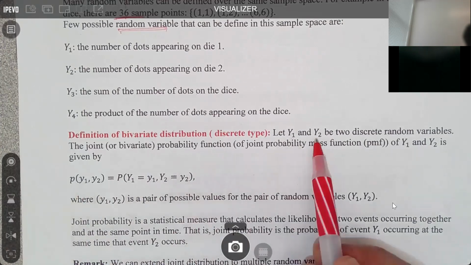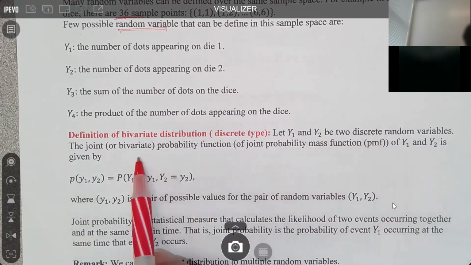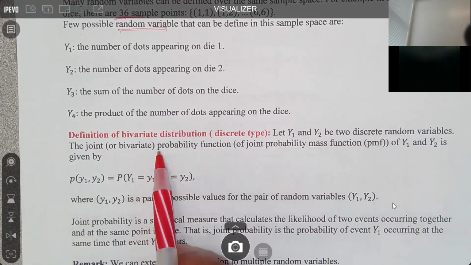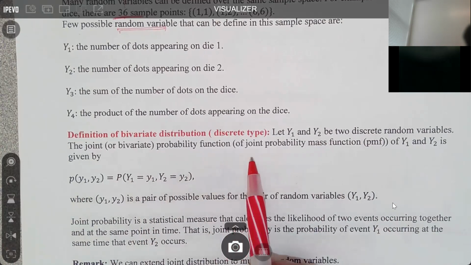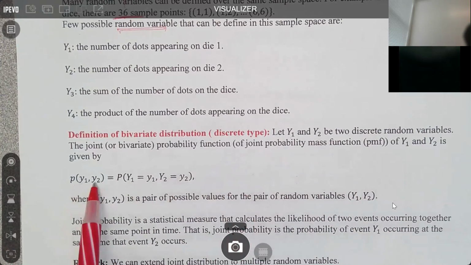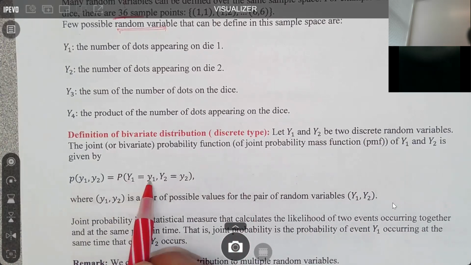Let y1 and y2 be two discrete random variables. The joint or the bivariate, we are talking here about the bivariate because we have two random variables, okay? Y1 and y2. And it could be more than two. Later on it will be multiple random variables, okay? The joint probability mass function of y1 and y2 is given by the probability that random variable Y1 takes the value y1 and random variable Y2 takes the value y2.